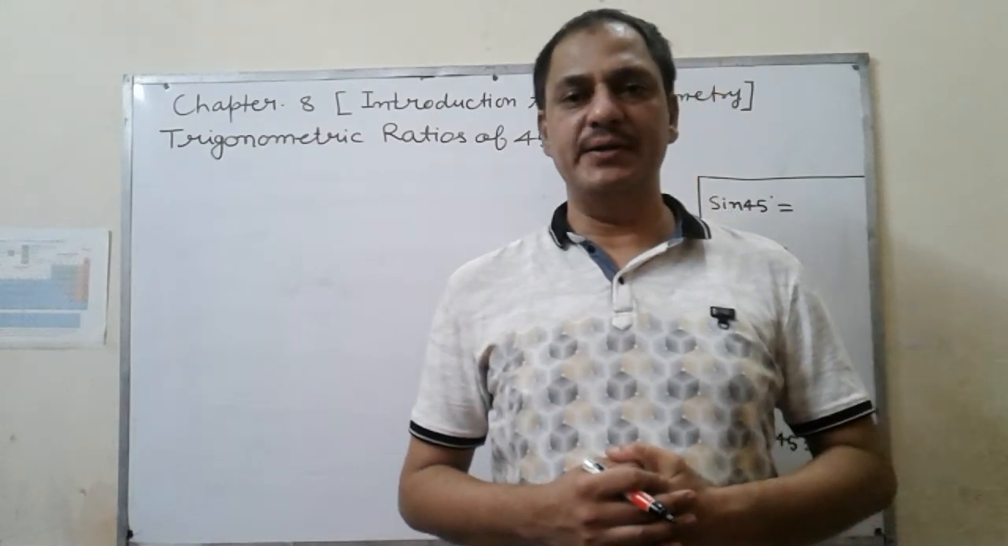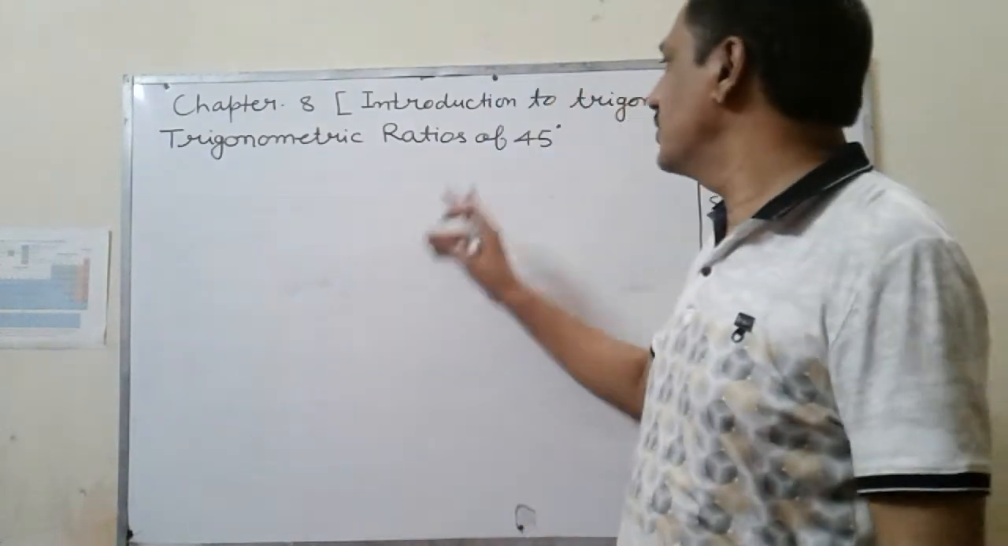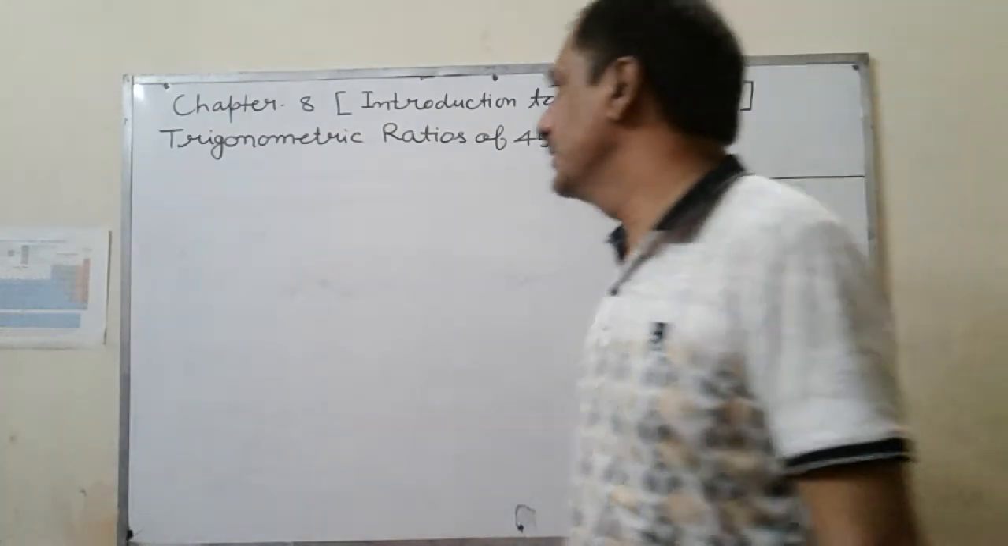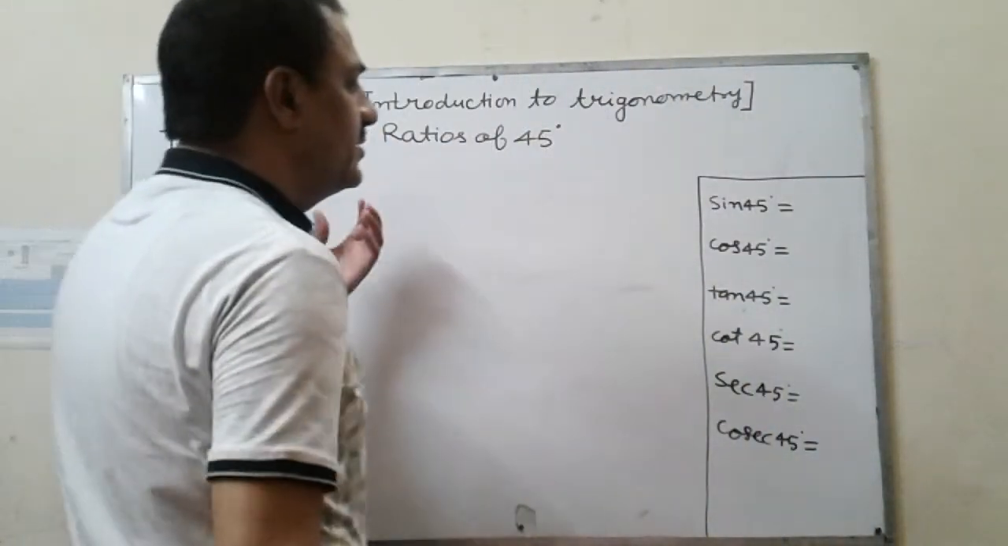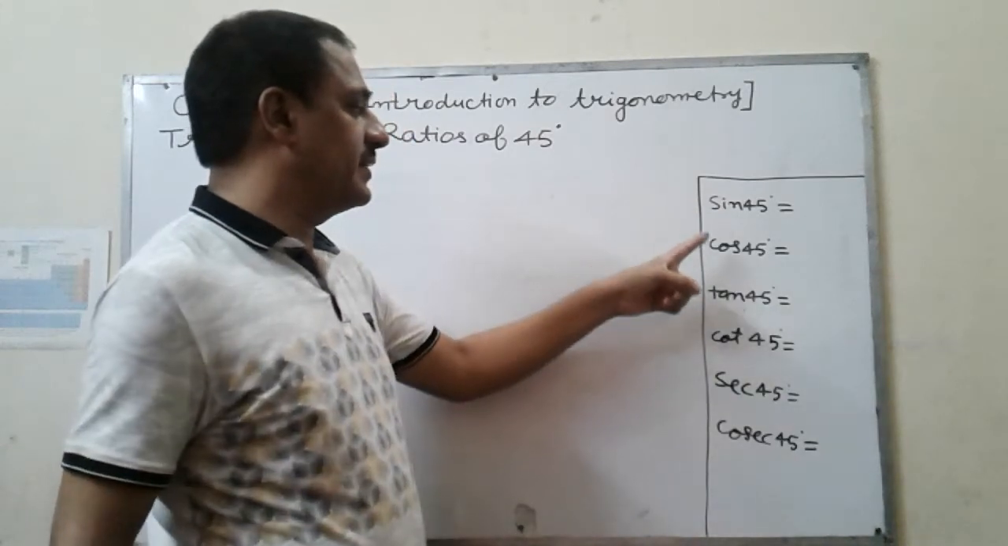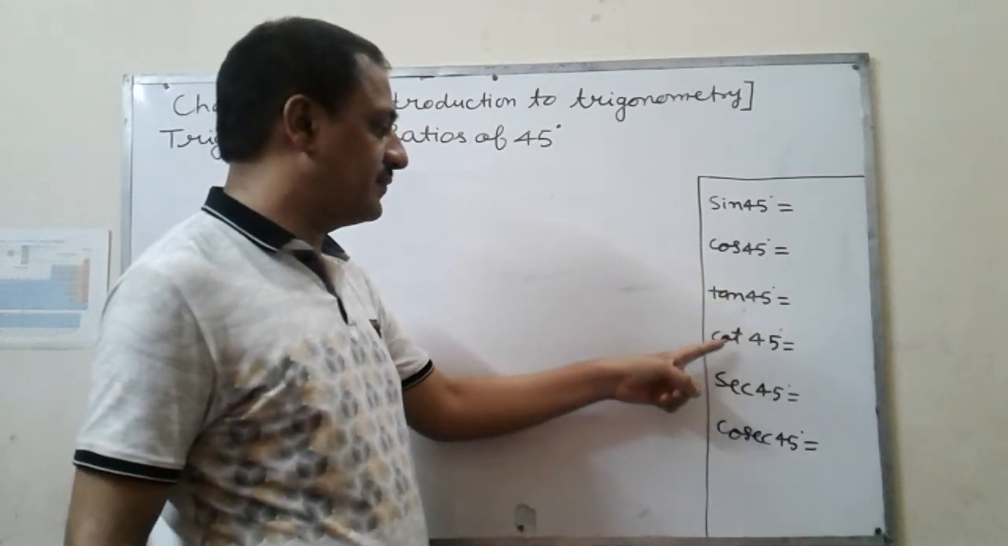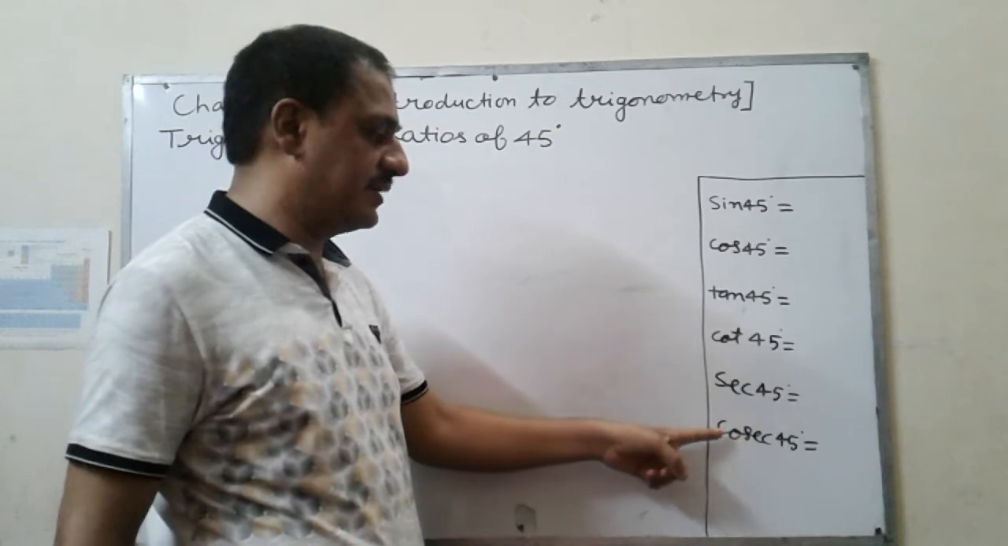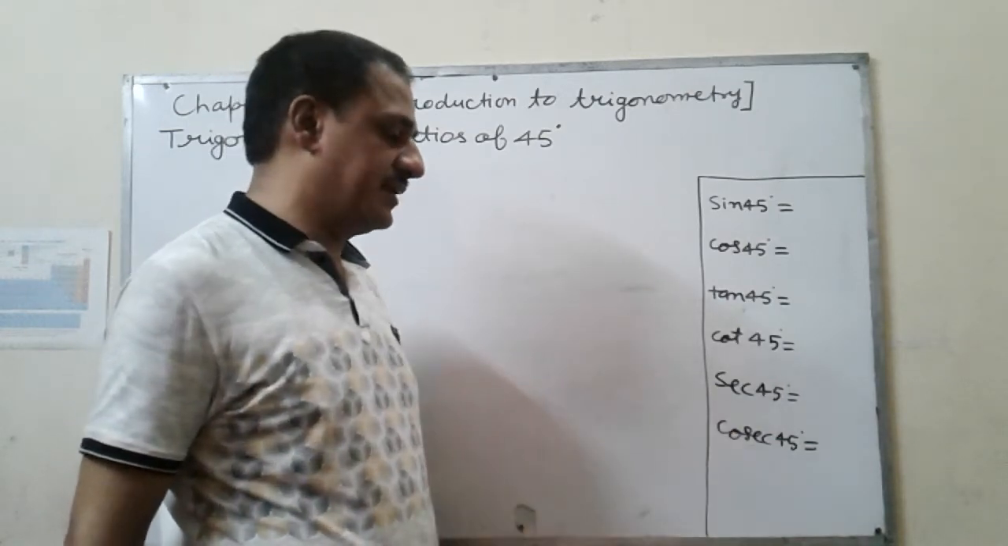Today I am going to find the trigonometric ratios of angle 45 degree. In this section, we will find the value of sin 45 degree, cos 45, tan 45, cot 45 degree, sec 45 degree and cosec 45 degree.